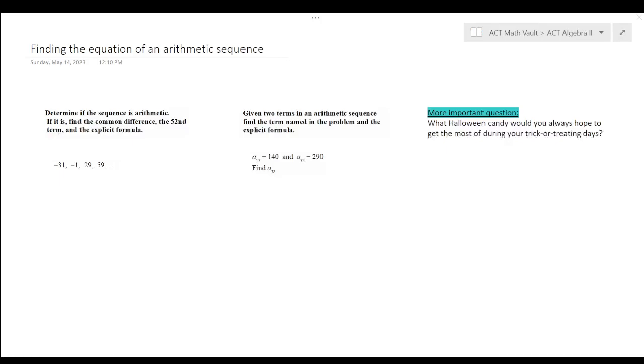In this video, I want to talk about finding the equation of an arithmetic sequence. Here are the two problems that we'll do.